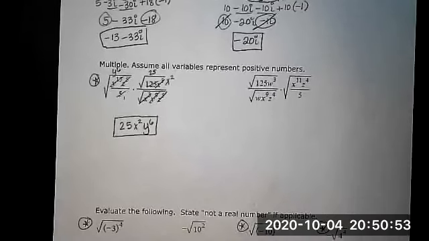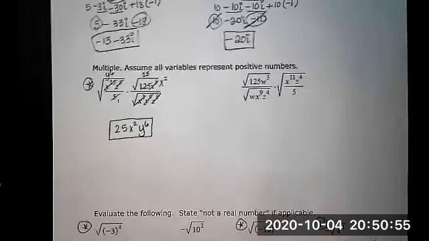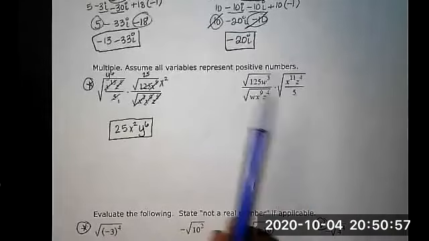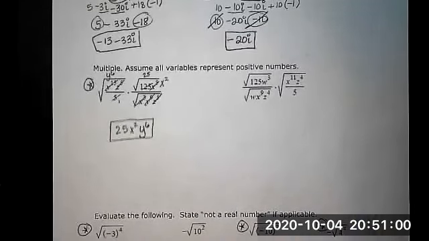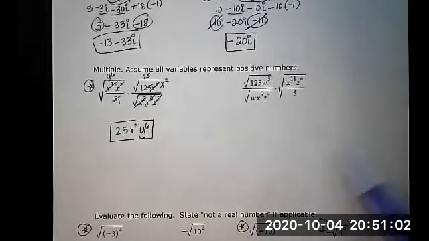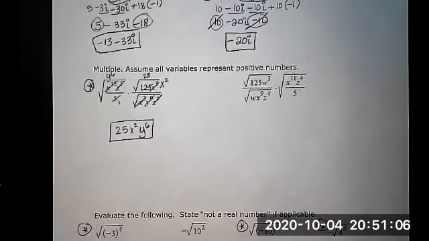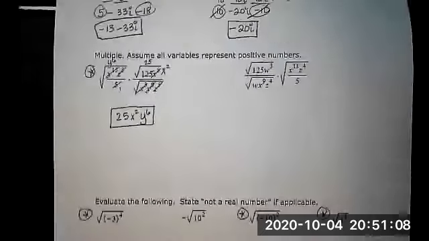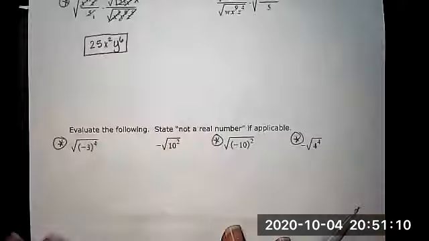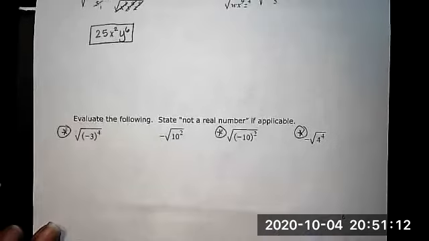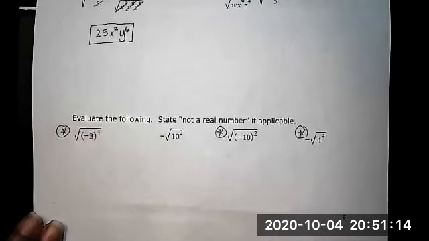So make sure you're doing that. Go ahead and try that one. Check out the key to get the answer, but go ahead and try that one. I bet you could do it. Crossing out the bottoms and the tops and subtracting the exponents. You have to, okay? All right, so let's go here to evaluate, state not a real number if applicable.